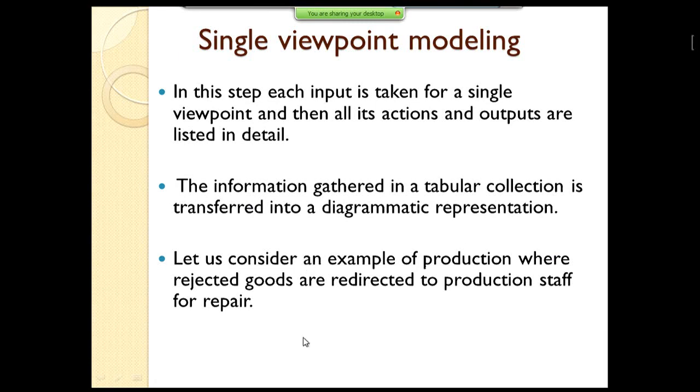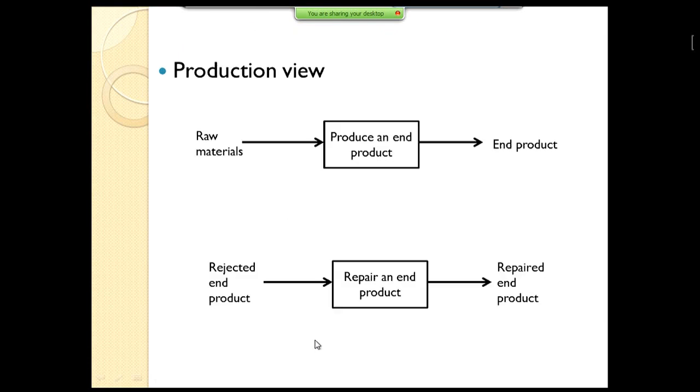Let us consider an example of production where rejected goods are redirected to the production staff. In this, we can have a production view where raw materials are sent to produce an end product, then the end product is delivered, and the other one is that it must be redirected: this rejected end product is again sent for repair to get a repaired end product.